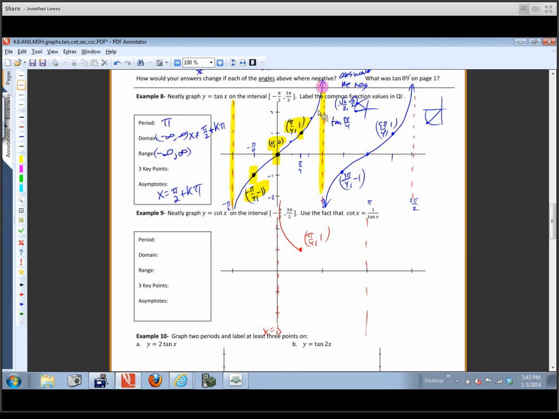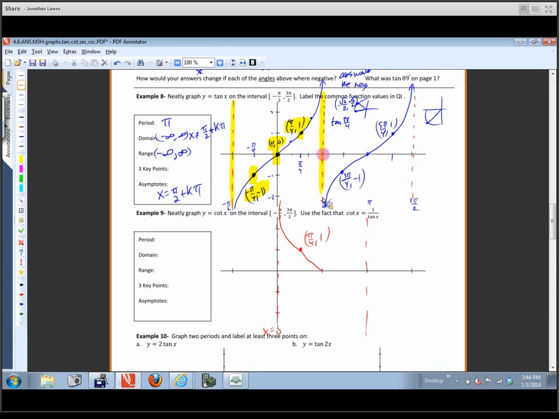Now, all of these numbers right here on this portion of the graph are big positive numbers. Well, let's think again about the relationship. The relationship between cotangent and tangent is their reciprocals. So I need to find the reciprocal of all of these. Well, if these are big positive numbers, the reciprocal of those are small positive numbers. Okay? And hopefully this makes sense.